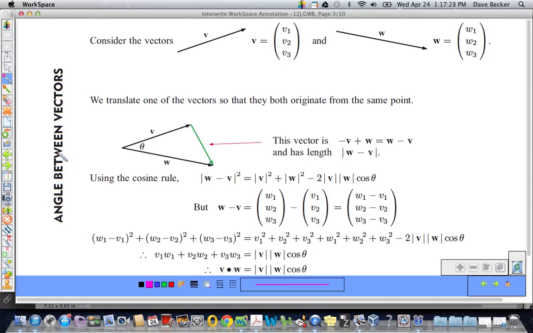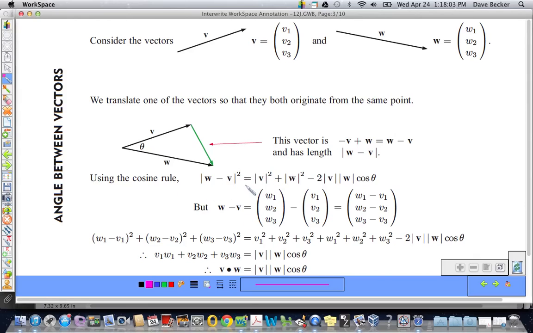Angle between two vectors. So if I have a vector v with components v1, v2, v3, and a vector w with these components, and I move w over so its starting point coincides with the starting point of v, an angle theta is formed. The vector across from it is negative v plus w, or w minus v. So the magnitude is the magnitude of w minus v. That's just simple vector addition.